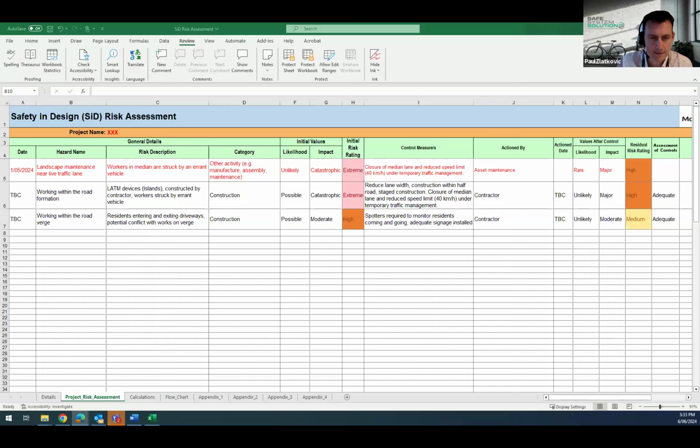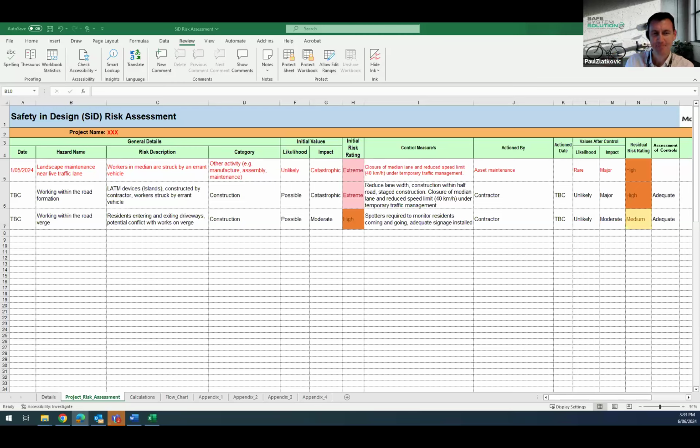What is LATM? Local area traffic management. So just going back a little bit, the scheme was some local area traffic management devices: islands in the roads, with some landscape within those islands as well, to encourage a lower speed environment, and also some longitudinal stormwater drainage, so some new drainage pipes as well.